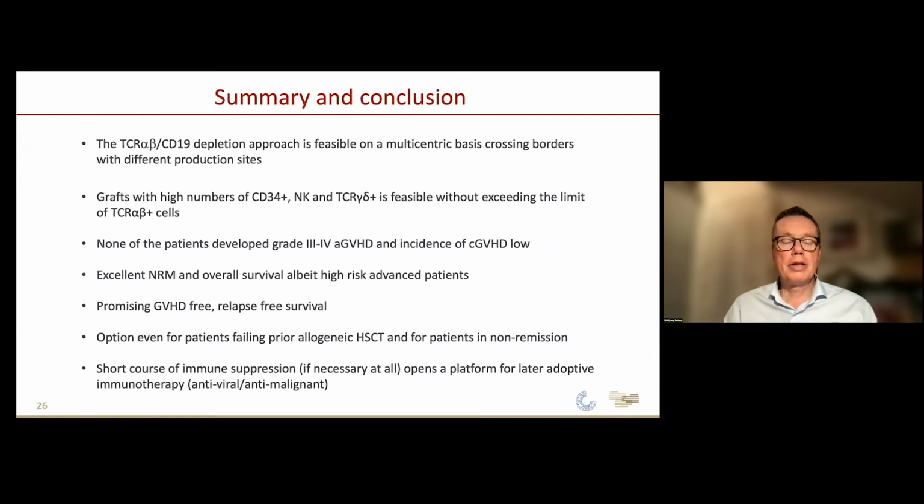We saw an excellent non-relapse mortality if one compares what we have seen with other haploidentical approaches, with only 17% overall after 2-year follow-up. And we see excellent disease-free and overall survival, although we treated a very high-risk advanced patient cohort. Especially in the adult, we saw overlapping curves for non-remission patients in this trial. So we think this seems to be a very effective platform to offer also to patients who are not in remission at the time of transplant.